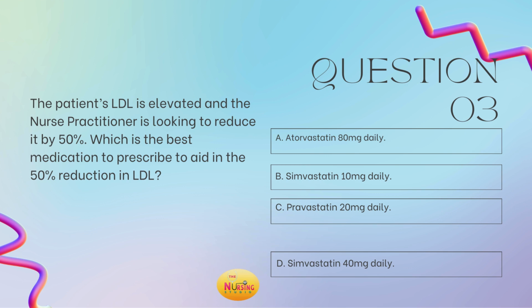All right, you guys. So, similar question states, which is the best medication to prescribe to aid in the 50% reduction in LDL? All right, so the question is talking about this patient has an elevated LDL, right? Your bad cholesterol, and the nurse practitioner is wanting to reduce that by 50%. So, what medication and dose would you give to meet that goal, right? So, is it A, atorvastatin 80 milligrams daily? Yes, that's actually the answer, the best answer here.